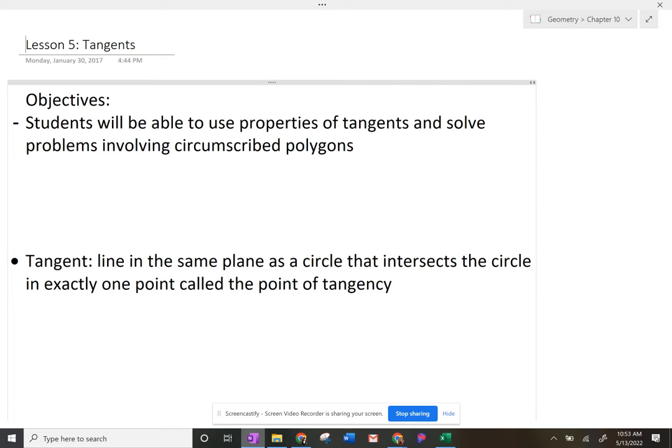All right, so anyway, with the tangents, you'll be able to use the properties to solve them, and then you're also going to use those to include circumscribed polygons. That doesn't make a lot of sense right now, but a circumscribed line is a line that's on the outside of the circle. Okay, inscribed is on the inside, circumscribed is on the outside. Okay? So that is what that line means.